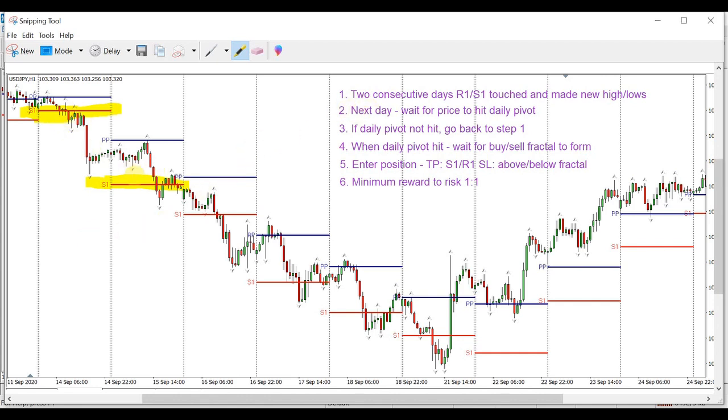So if that then breaks mode, then you have to go back to step 1. So that's the first one.